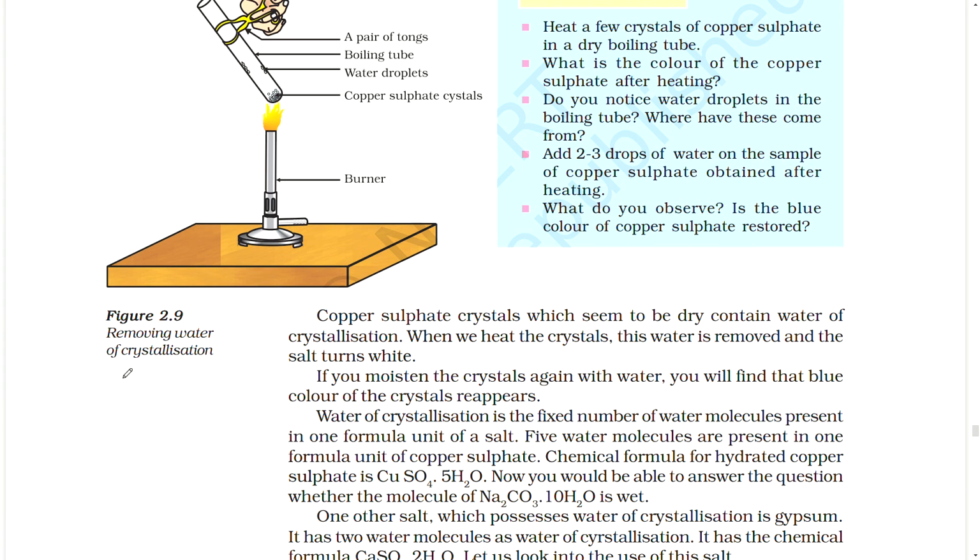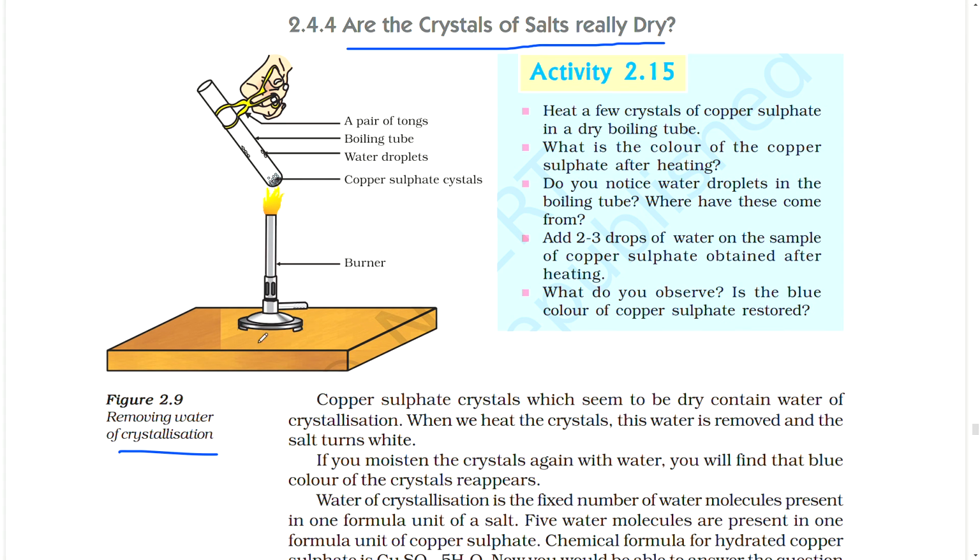Figure: removing water of crystallization. Burner, a pair of tongs, boiling tube, water droplets, copper sulfate crystals.